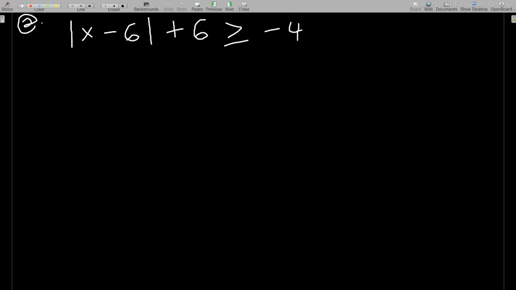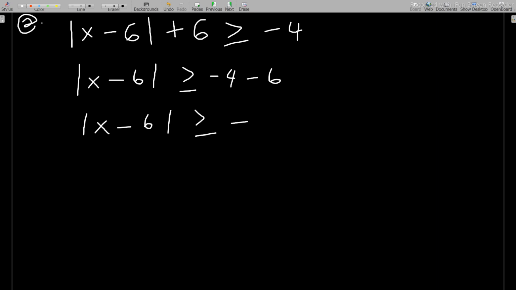The next question is saying you should solve this problem where we have the absolute value of the expression x minus 6 greater than or equal to negative 4. Let's make sure that we isolate our absolute value. So this should be greater than or equal to negative 4 minus 6, which will still give us a negative number, greater than or equal to negative 10, right?